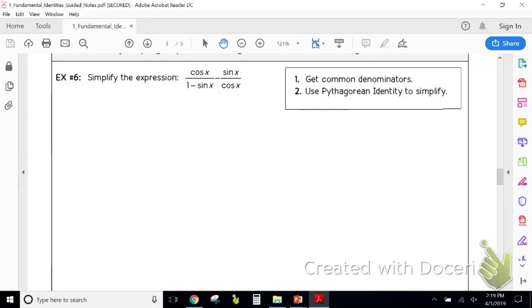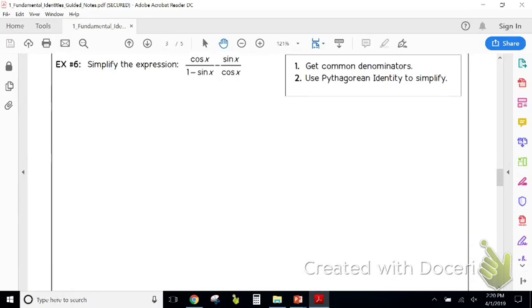So, the first thing we're going to do, we're simplifying. I notice everything's already in terms of sine and cosine, right? That's usually my first step. If I don't see a Pythagorean identity, I start switching everything to sine and cosine. But it's already there. But we're subtracting with fractions.